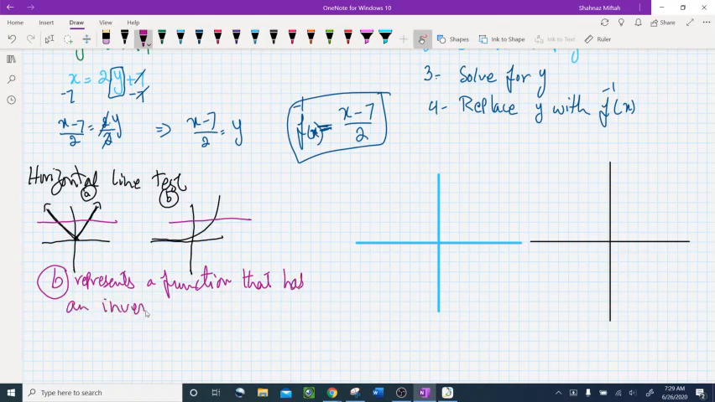Do you guys see that? So if the horizontal line touches the graph once, it has an inverse. If it touches the graph twice, it doesn't have an inverse, okay?